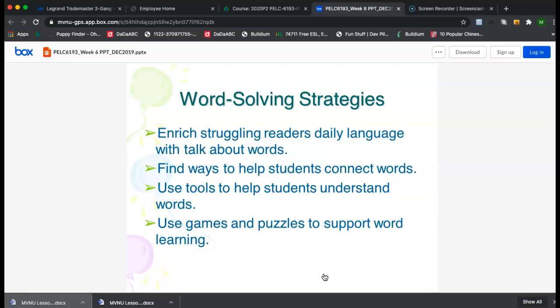Enrich struggling readers' daily language with talk about words. I know some teachers have a word of the day. Find ways to help students connect words. Give them tools to understand words, and use games and puzzles to support word learning.